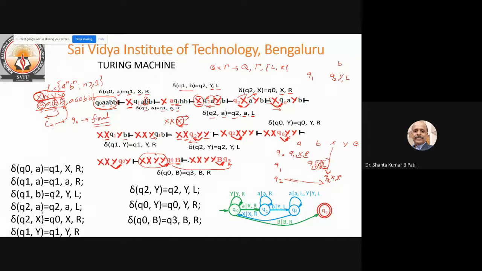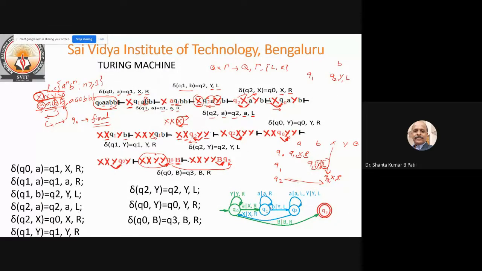You can take Q2 on A. Whenever the Turing machine is in Q2, it is moving toward the left side in search of the last left symbol. The last left symbol is X only. Whenever any other symbol comes, it keeps it as it is. So Q2 reads A, it keeps it as it is and keeps moving toward the left side.